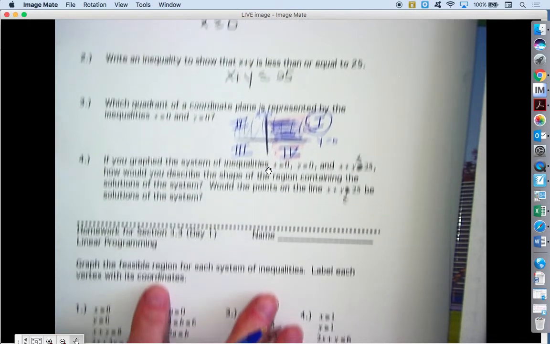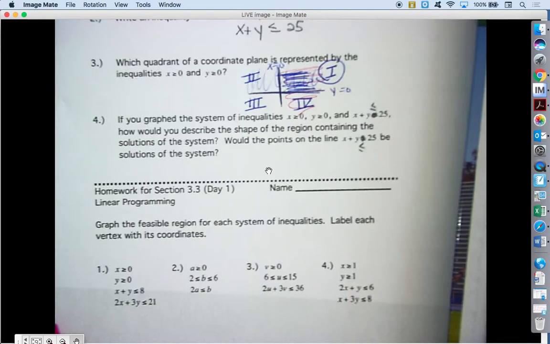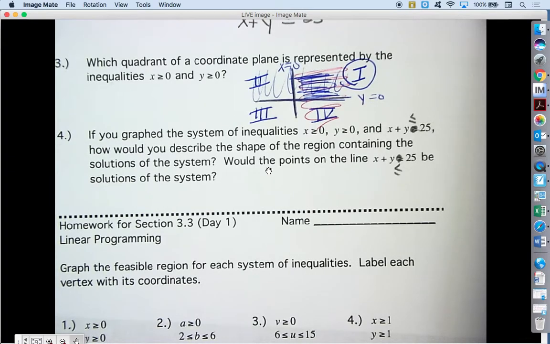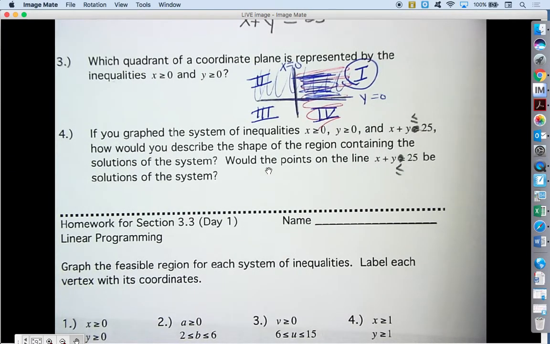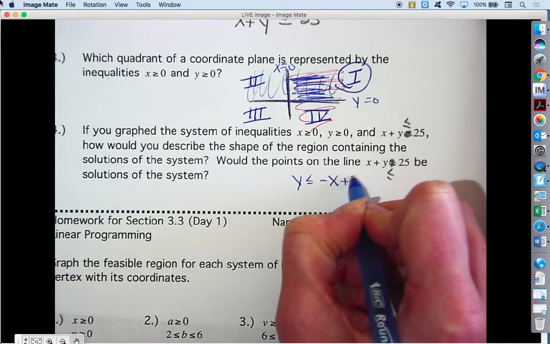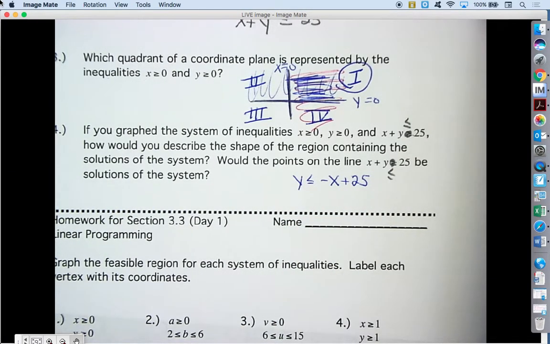So then the last one, I asked you to change that inequality symbol to be less than or equal to. And I want you to describe the shape of the region containing the solutions. So if that is x plus y is less than or equal to 25, and we solve that equation, what would that equation look like if you solved it for y? What's that equation in y with y by itself? Y is less than or equal to negative x plus 25.